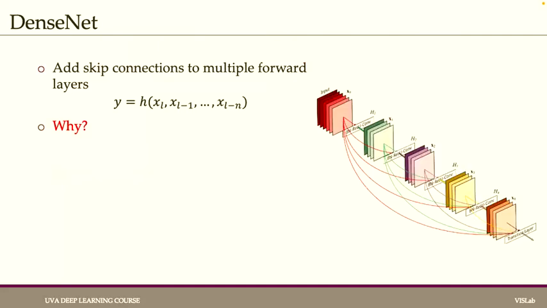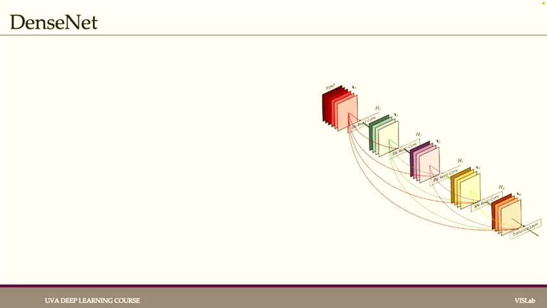All right. So now we're going to move to DenseNets. So here the idea is to add multiple skip connections. So clearly the skip connection idea worked. So you go all over the place and add them everywhere, basically. But there's a good motivation behind this.